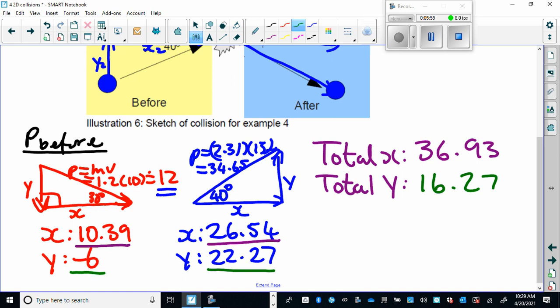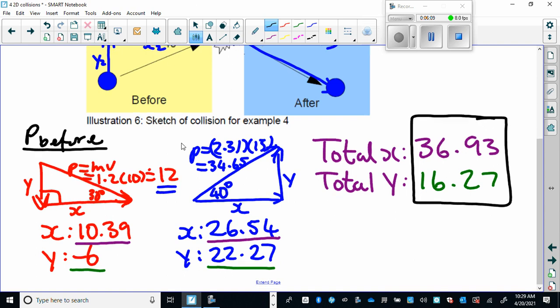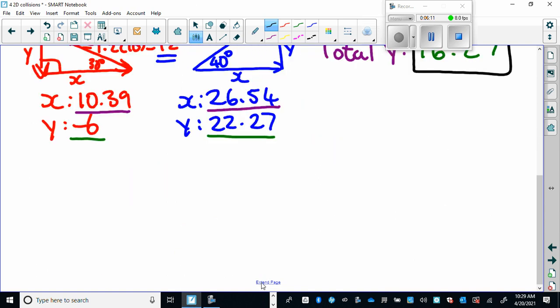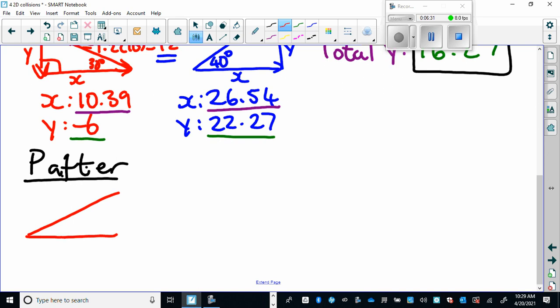So those are our x and y components before the collision. After the collision, we also need to have x and y components that match those values. All right, so let's go to P after. The information that we're given is the velocity of the red ball. After the collision, the red ball is going in this direction at a 25-degree angle, according to the diagram.